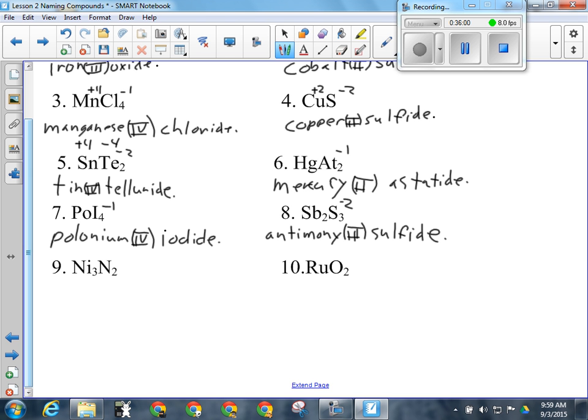For number 9, I've got nickel and nitrogen. Nitrogen's always a -3, so I've got 6 negatives. I need to have 6 positives, which means nickel is 2. And that's nitride. And then I've got ruthenium with oxygen. Oxygen's a -2, so ruthenium must be 4.